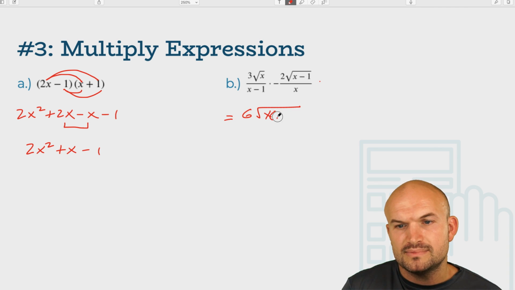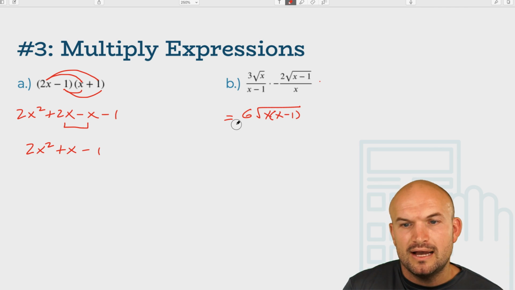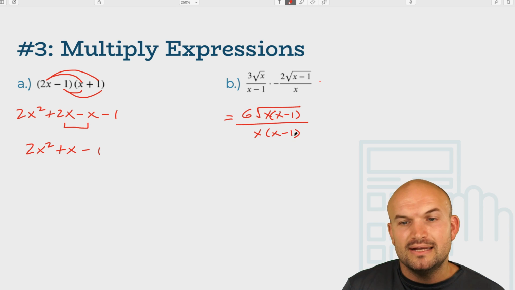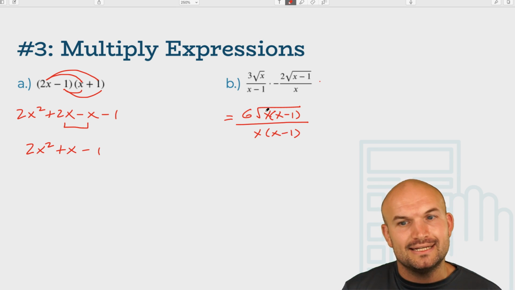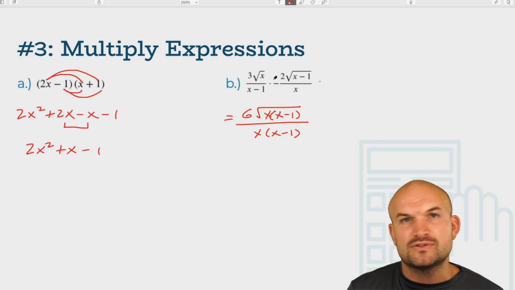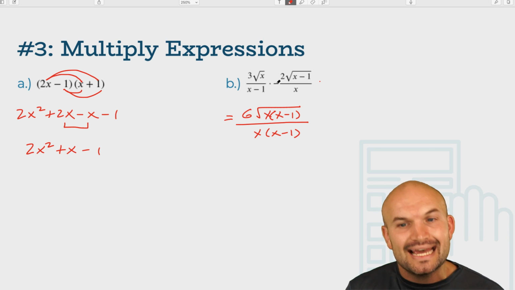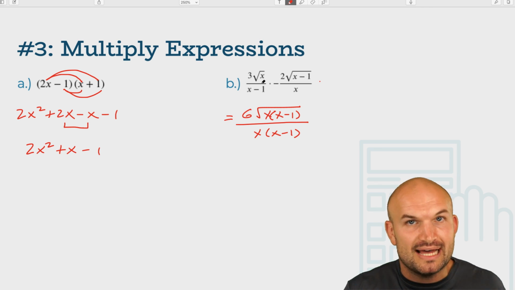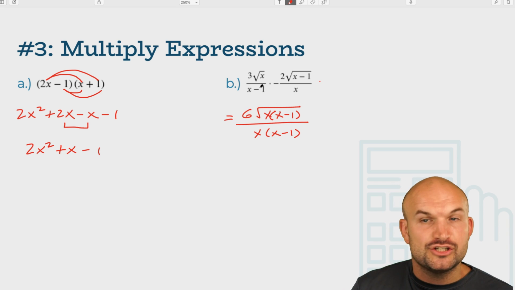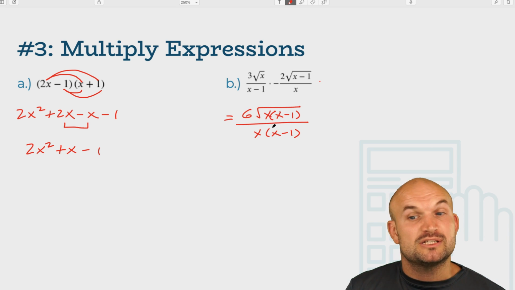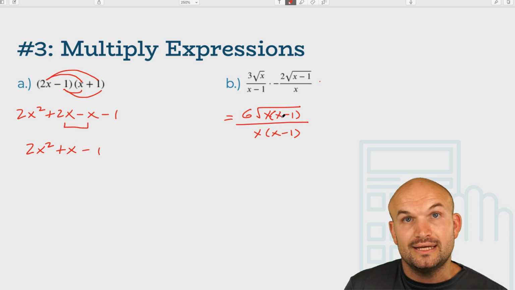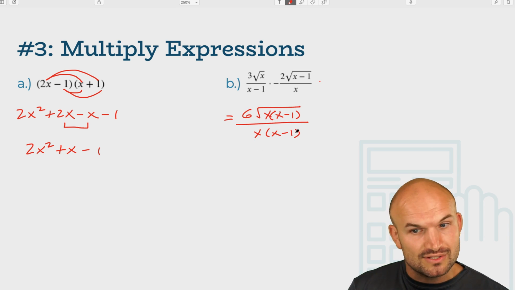So x times x minus 1. Okay, and then in the denominator, I can just multiply this x times x minus 1. Now, a lot of students will make the mistake of thinking that these square roots will multiply out, and that's not the case. So we're still keeping that function. It's just that you're going to be multiplying the radicands. The other thing is, notice that we have the same expression in the numerator and denominator. Typically, that means we would divide that out, right?